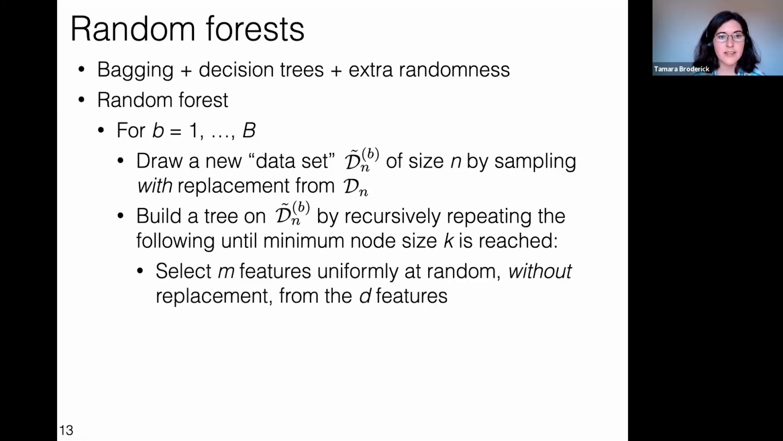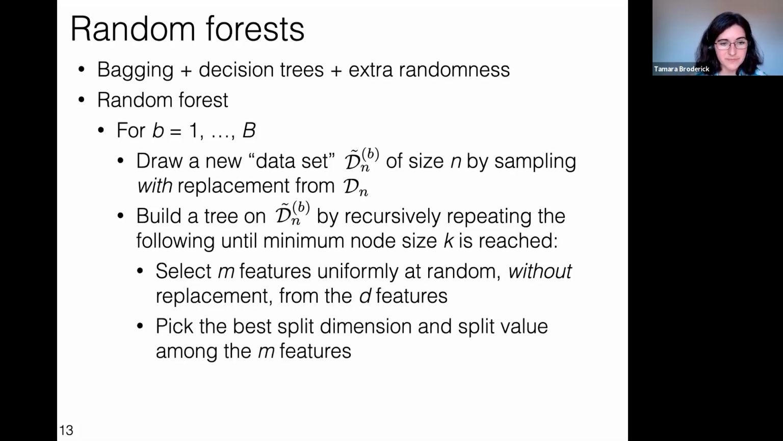Okay, so first, now here's the part that's different from both bagging and decision trees. We're going to select M features uniformly at random without replacement from the D features. We didn't do this when we were doing decision trees before; if this were just bagged decision trees, we wouldn't have this part. This is extra randomness, and it turns out to be useful to decrease correlation between the different trees you're learning from. So you select these M random features, a subset of your D features.